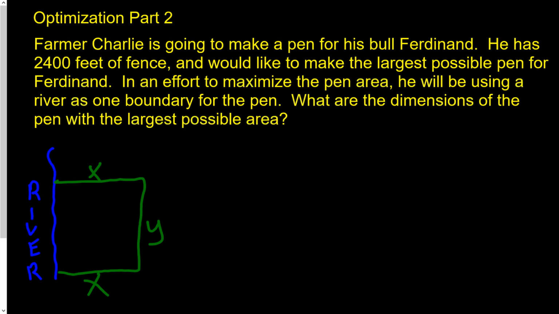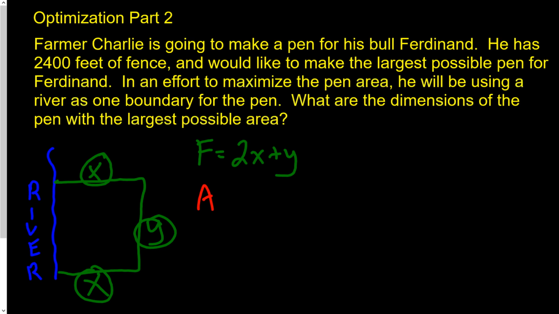So what we're dealing with here is two different equations, really. We're dealing with a fence equation, which I'm going to call F. The fence equation is going to be 2x plus y. That's how much fence we're going to use, because we have an x on top, an x on bottom, and a y on the side. The other equation we're going to be dealing with is area. The area of this pen is just going to be x times y.